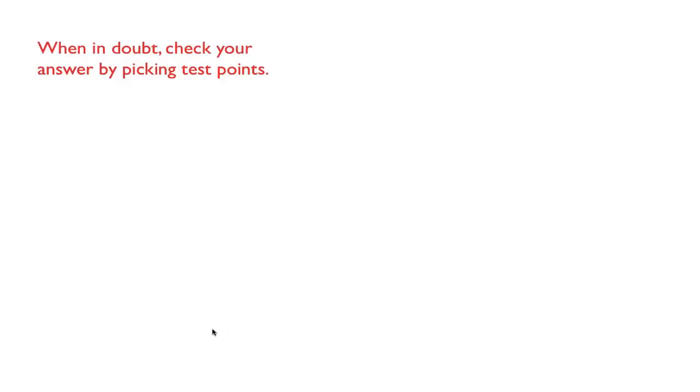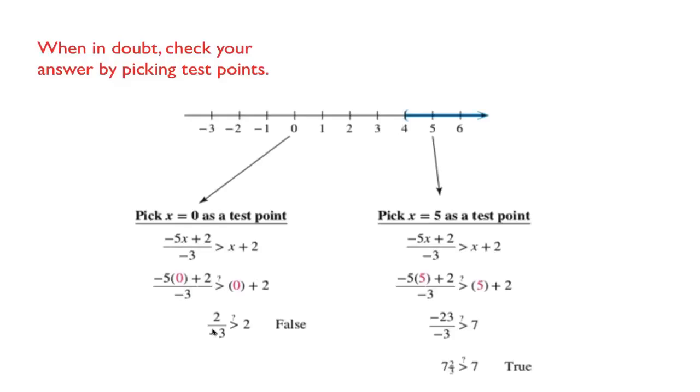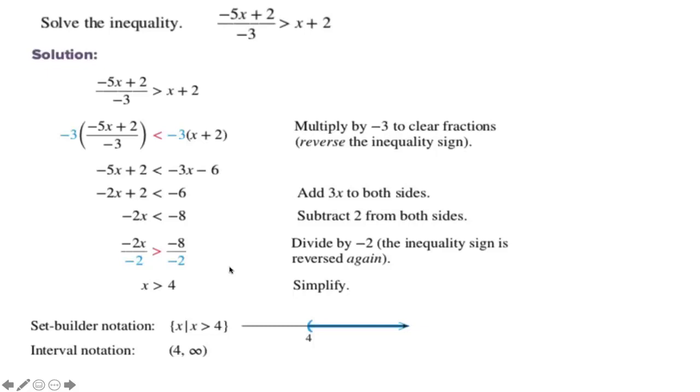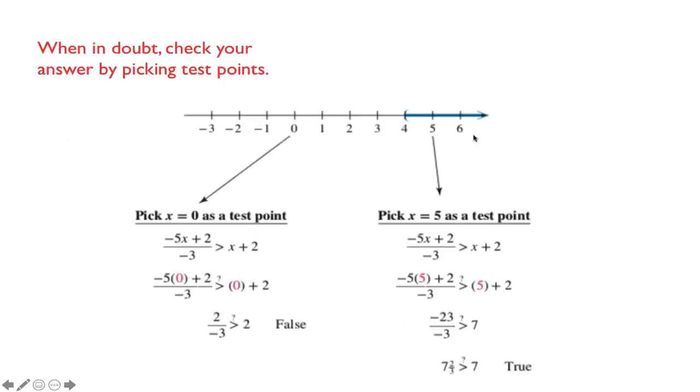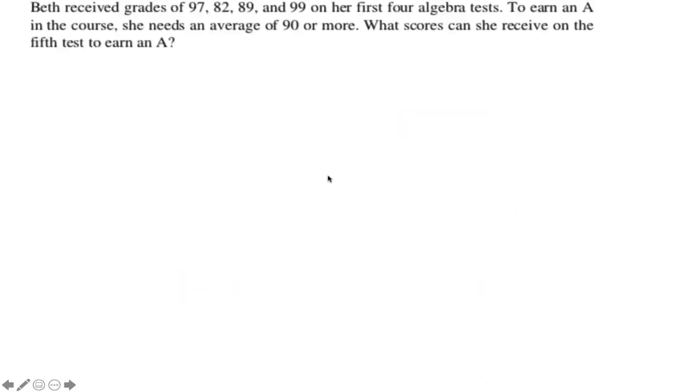When you're not sure of your answer, you can also check your answer by picking test points. For example, in the previous problem, once I get the answer that x is greater than 4, if I'm not sure that's right, I can double check by plugging in something on the left side and also on the right side, and make sure that it checks out. So for example, if I plug in 0, I get that negative 2 over 3 is bigger than 2, which is false. That means that this side is not the solution. If I plug in 5 on the right side, I get that 7 2/3 is bigger than 7, which is true. So you can always double check your answer.